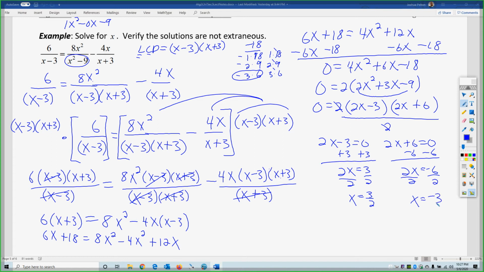Okay, again, just like we did in prior sections, plug them in to make sure. If you plug back in 3 halves, it will work. That is a solution. However, if you plug in the negative 3, this is a problem. That will give you 0. You can't have 0 in the denominator. So that is not a solution. That is extraneous. That is not a solution. All right, pause the video. Try the 2 student problems.